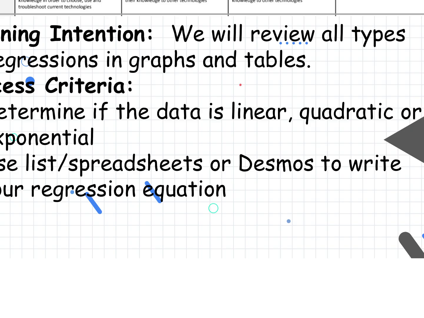If data is linear, it's adding and subtracting that same number over and over on the y's. That is your slope. If it's quadratic, remember, it has buddy points. That's how you can tell on a table. If it's exponential, it's multiplying or dividing on the y's by the same number over and over. So we're going to look at all of this so we can write all of our different equations.